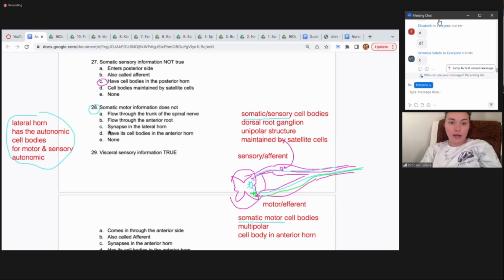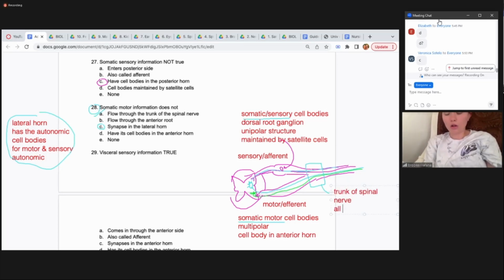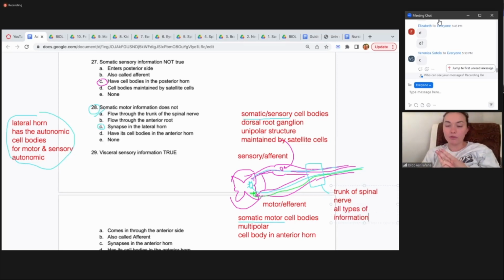Okay, so our answer here would be C, because somatic motor information is that green one I drew here. It does flow through the trunk of the spinal nerve. This section right here is the trunk of the spinal nerve. So the trunk of the spinal nerve actually has all types of information. So it would have somatic sensory, visceral or autonomic sensory, somatic motor, and visceral or autonomic motor. So it's all there in the trunk of the spinal nerve.